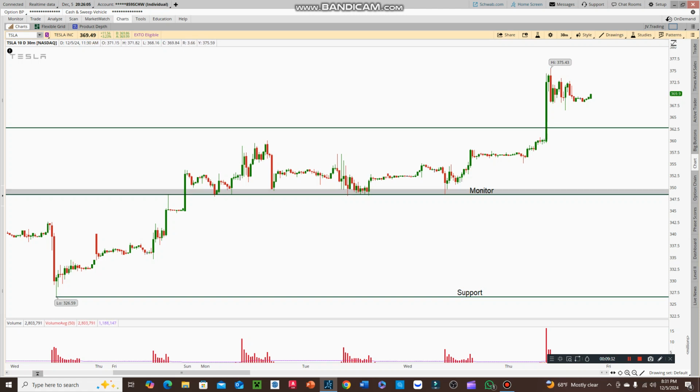And here we are at the 375 level. So I believe I got in at 356. I got in a little bit too early, but nonetheless, the trade was still a good trade. But from 356 to 375 is the reason why I was able to get 600% on Tesla.